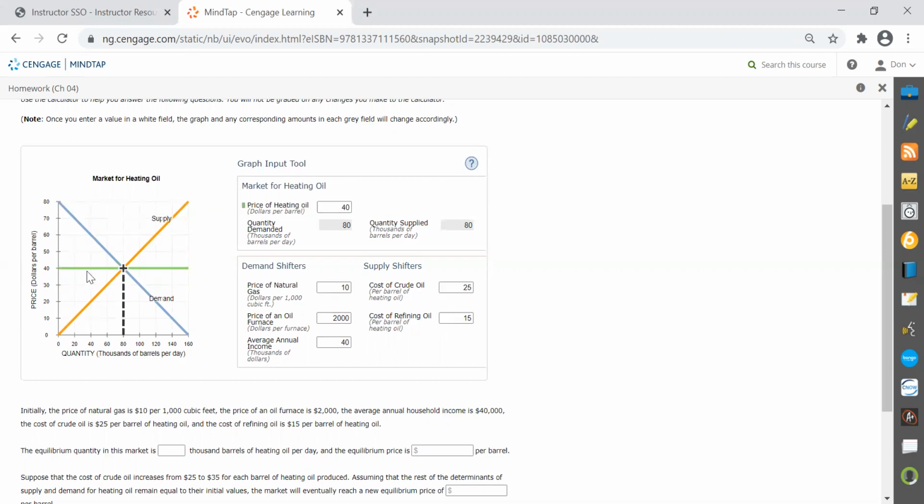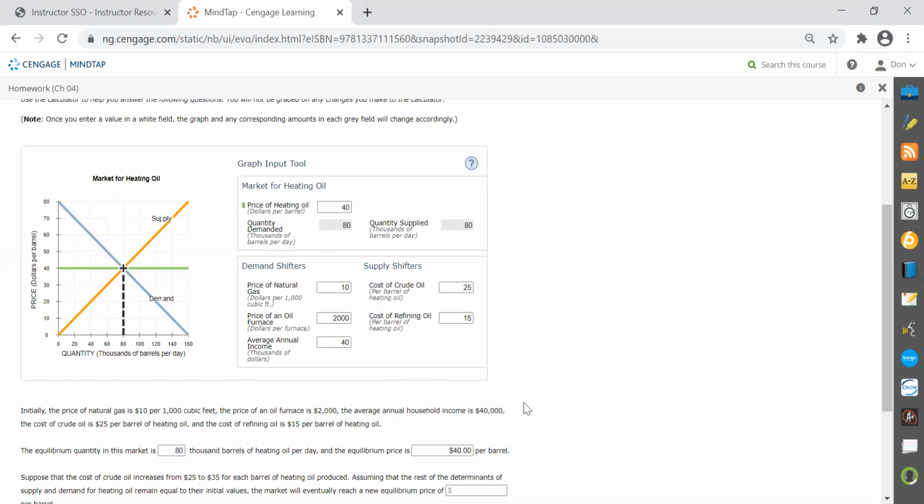which is what the price gave us right here. It will do the thousands of barrels for you, so it makes it easier. If you notice here, when I move this to 40, it dropped this to 80. So the equilibrium quantity in this market is 80,000 barrels of heating oil per day at a price of $40.